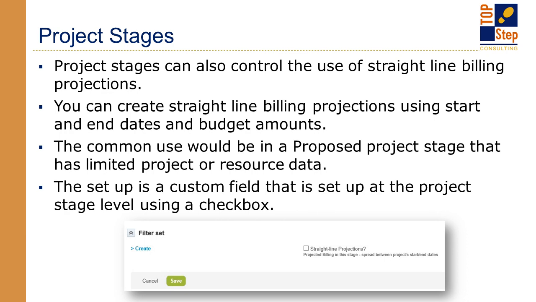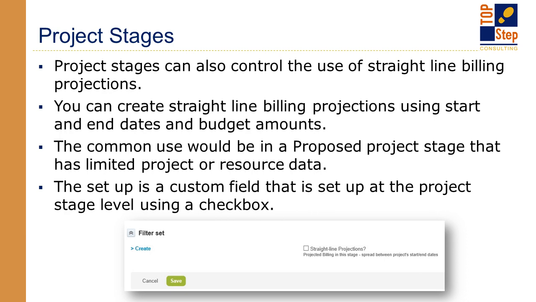Another use where project stages can be useful is that they can also control the use of straight line forecasting. Straight line projections you can create by using start and end dates and budget amounts, and just spread those dollars out between the dates. It's typically configured at the project stage that would be proposed or pipeline, because that generally has limited project or resource data readily available.